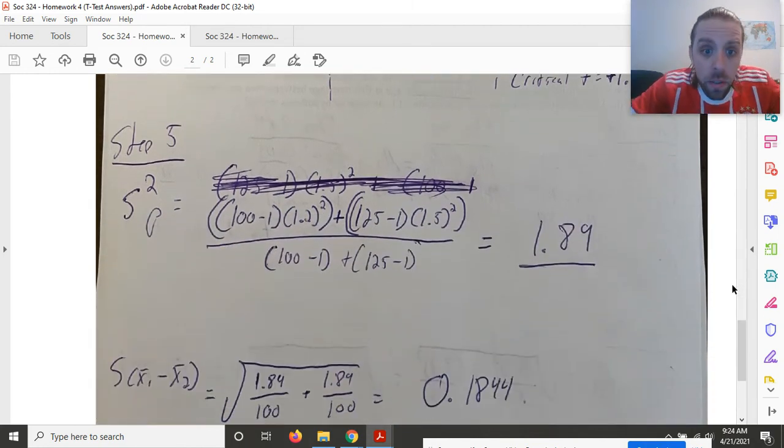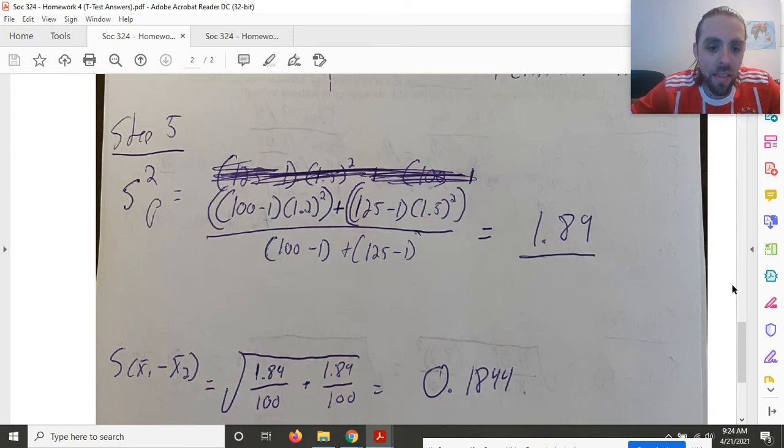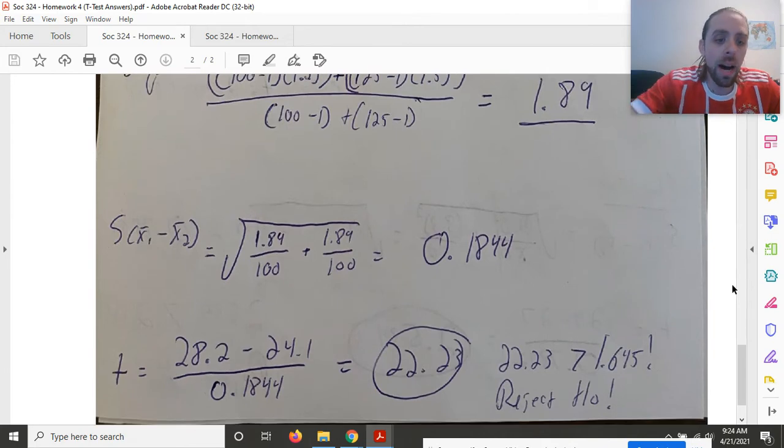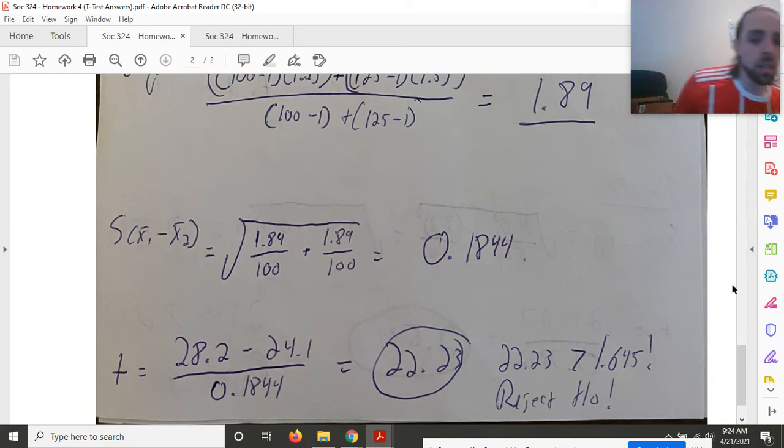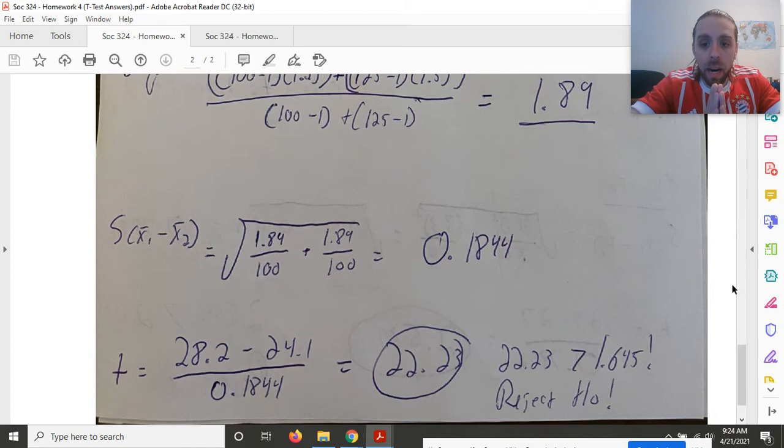And what that will produce, right, using 1.2 and 1.5 as my standard deviations, I have to square those in order to turn them into variance. S squared P is 1.89. That then goes into my S of x bar 1 minus x bar 2 formula, so I get the square root of 1.89 over 100 plus 1.89 over, that actually is supposed to say 125. I apologize for the typo. We can all make a mistake, can't we? And that equals 0.1844. That I'm positive is correct, actually.